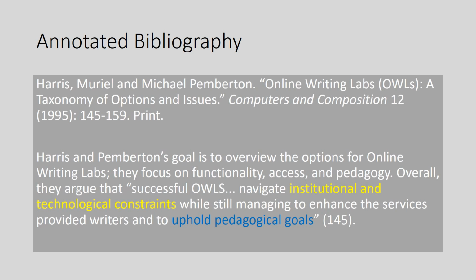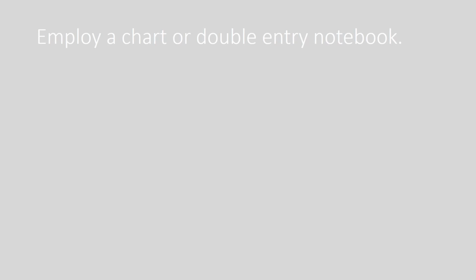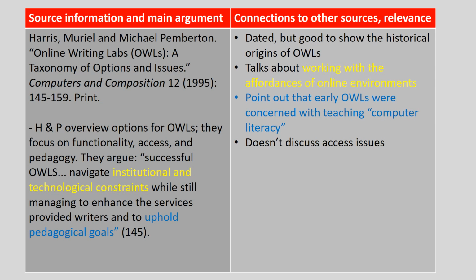One common way to organize and evaluate is to create an annotated bibliography with a citation, summary, and explanation of its relationship to other sources in your project. Here I'm showing an example summary with key phrases color-coded. Another organization strategy is a chart or double-entry notebook. The source information is on the left with a summary, and reflections and connections are on the right. Again, the themes here are color-coded.